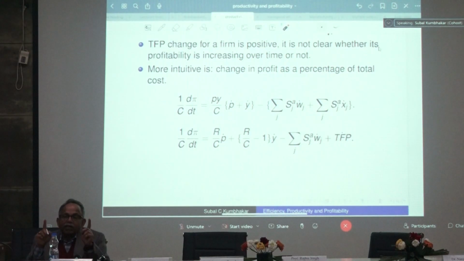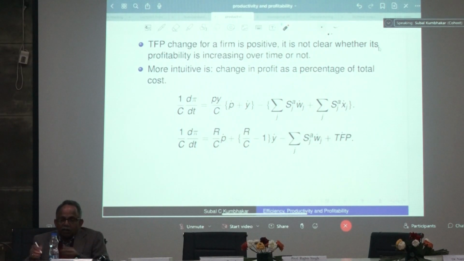So the point is that in a profitability change, we are taking into account these two things: what is happening to output price and what is happening to input prices. If they go the opposite way, meaning that if the price of output is going down, then that would be affecting negatively, and if the price of inputs is increasing, that would also go against profitability change.